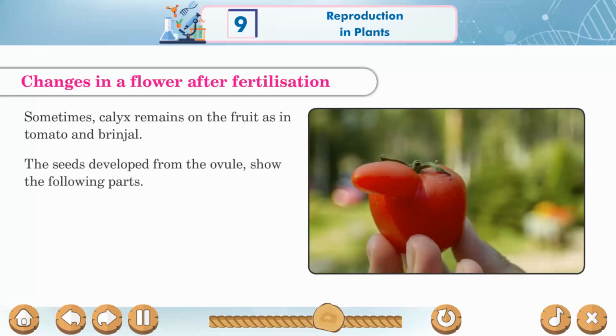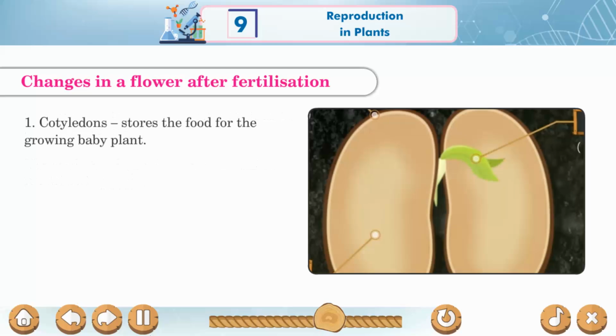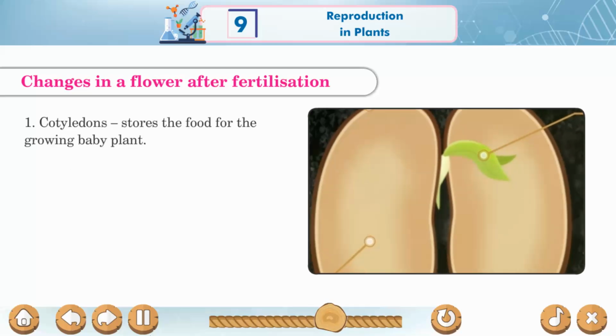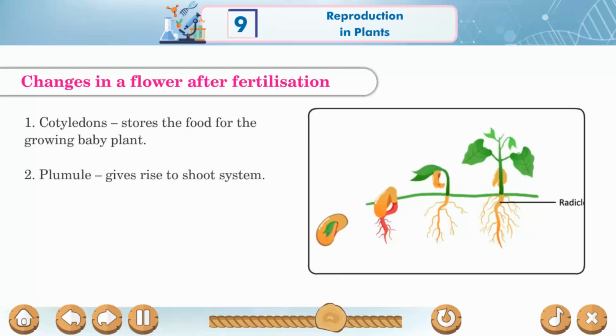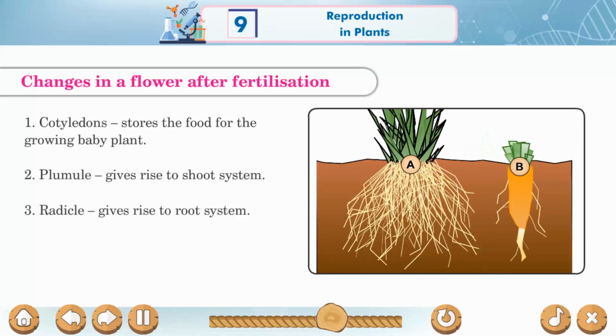The seeds developed from the ovule show the following parts. 1. Cotyledons store the food for the growing baby plant. 2. Plumule gives rise to the shoot system. 3.